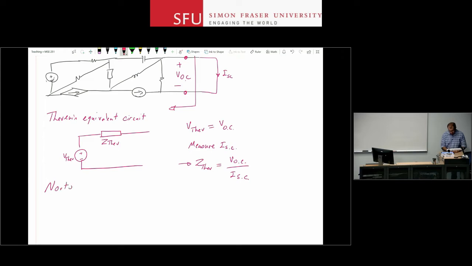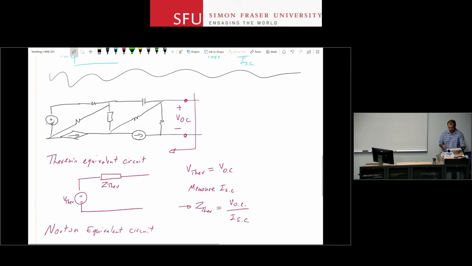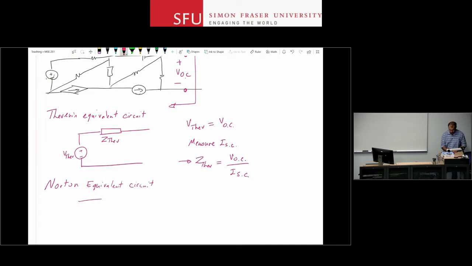For the Norton equivalent circuit, you simplify that left side of that complicated circuit, what we had here at the top, to just a current source, I Norton, in parallel with an impedance. So let's call it Z Norton.